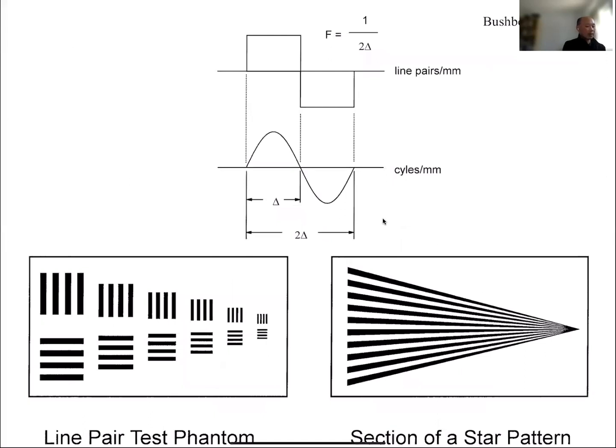How we measure the modulation transfer function is typically we can get a number of line objects that are different spatial frequencies or a star pattern, and we can see how well our imaging system responds to a pattern like this. So if this was a really bad system, then as these became closer and closer, it would become very hard to detect that these lines are apart.